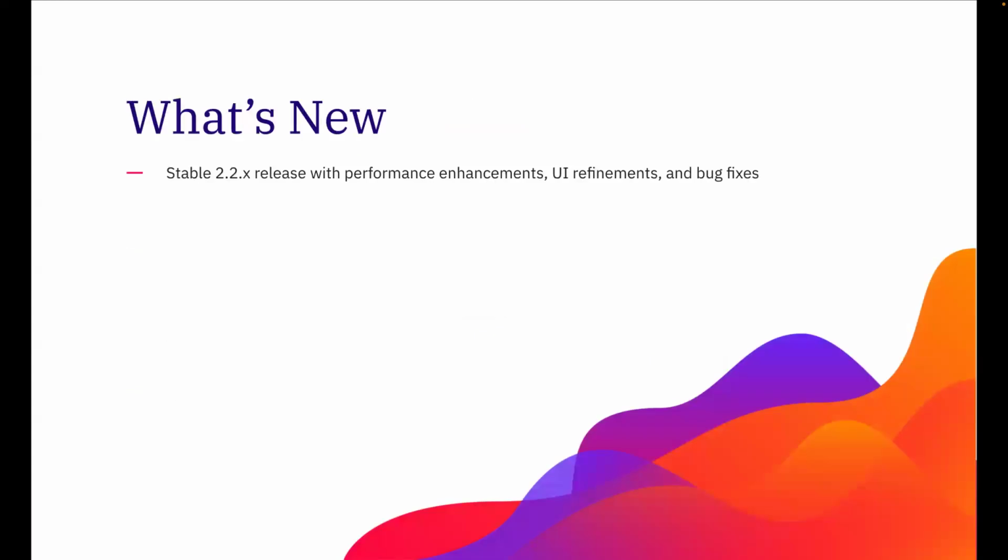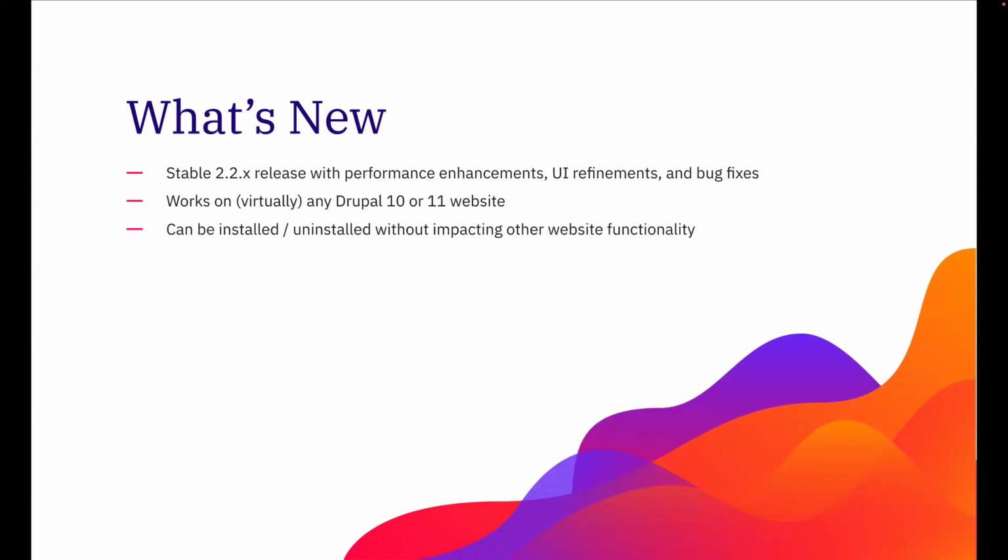There are some new things going on with Mercury, if any of you have worked with it before. There is a stable 2.2 release. I recommend checking that out. Mercury works on virtually any D10 or D11 website. You can just install it and it works. There aren't many other requirements. One of the goals of Mercury is that you can install and uninstall it without impacting your website. It really is an authoring tool. It doesn't change the structure of your content. You can walk away from it at any time and just use the typical admin experience in Drupal.